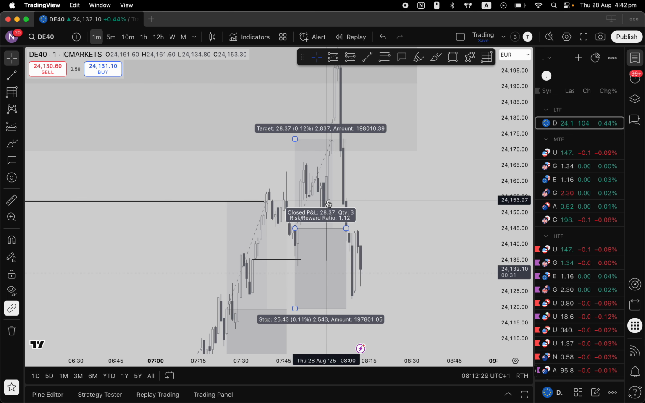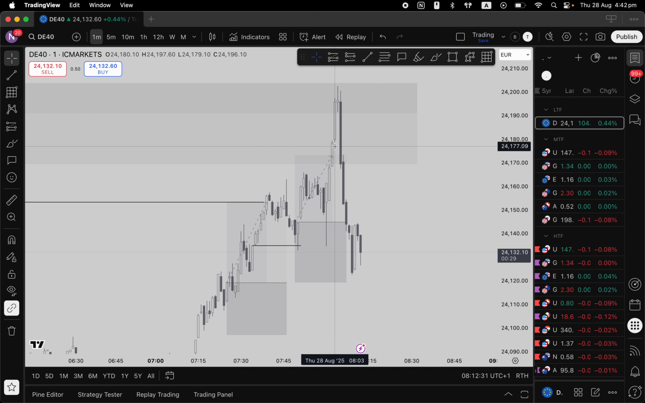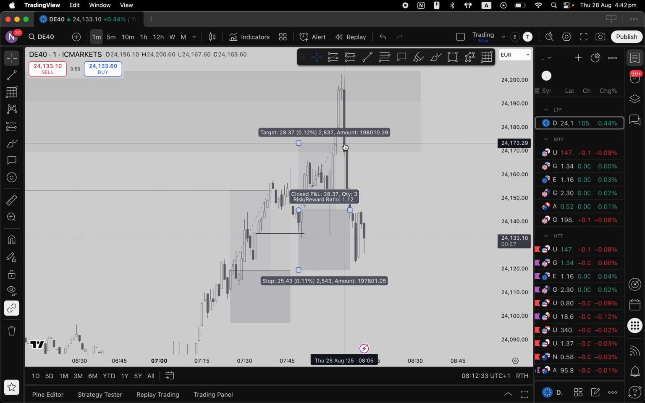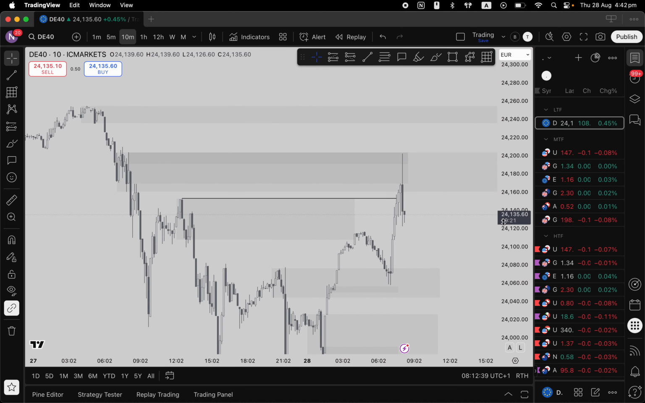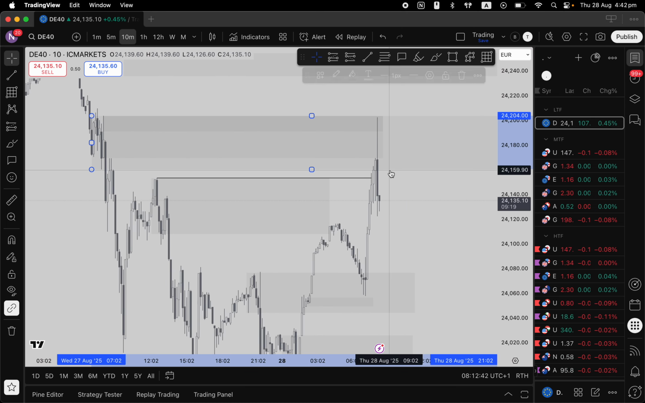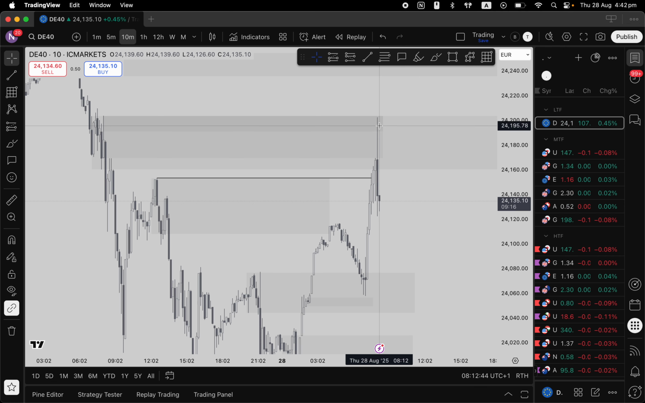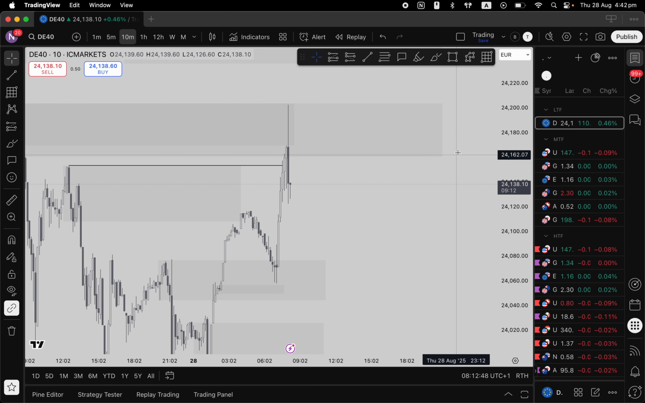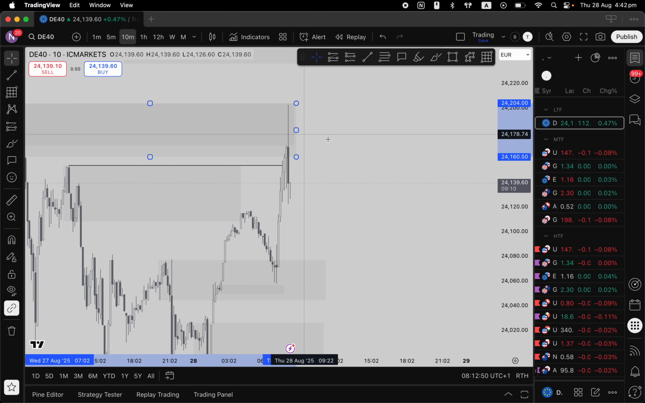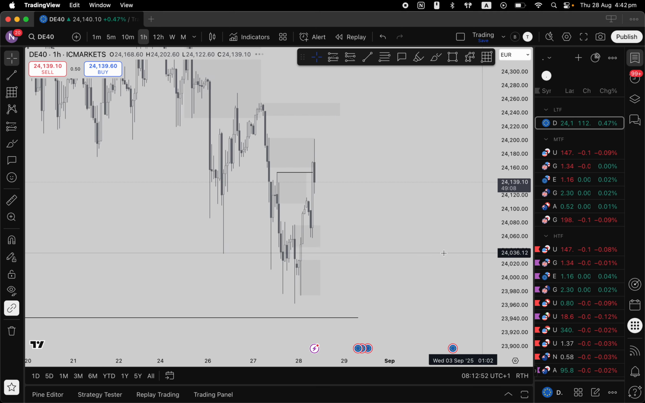Then once price action was going higher, I decided to take off my position all the way here at 1.12 for 28 points, because I hadn't seen this. I wasn't looking at this 1 hour order block here. I didn't mark it up.